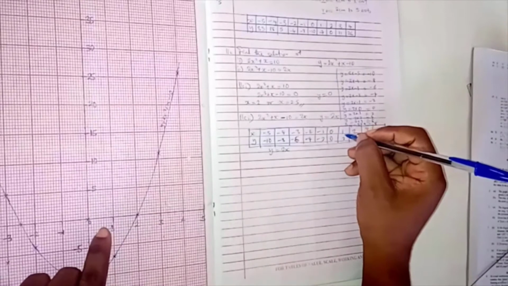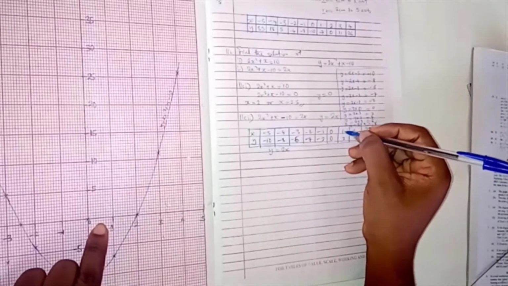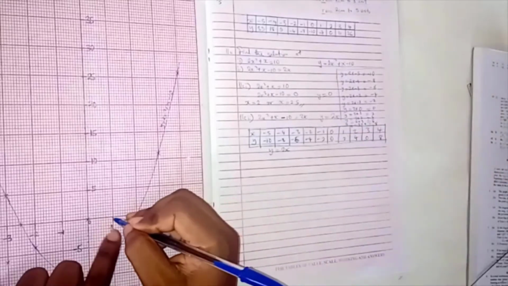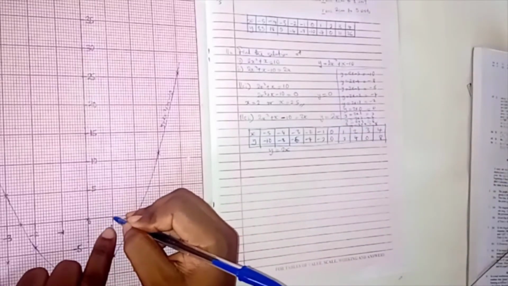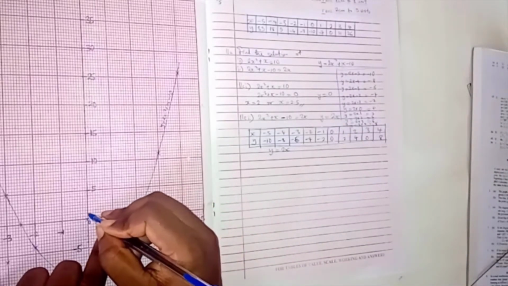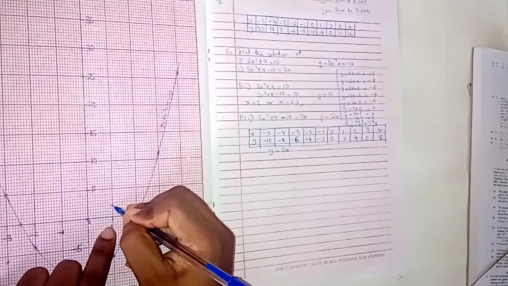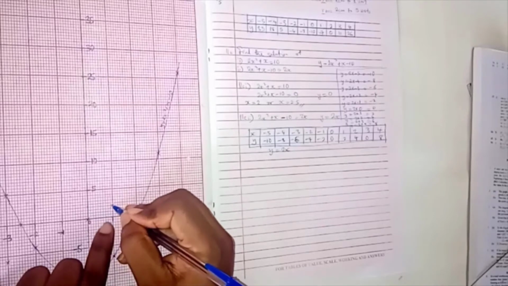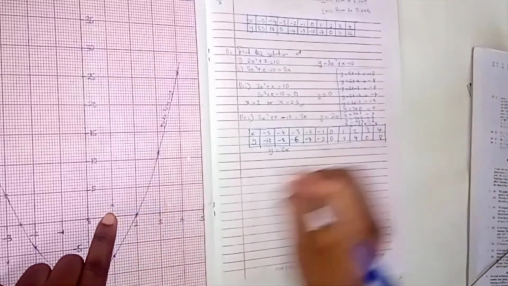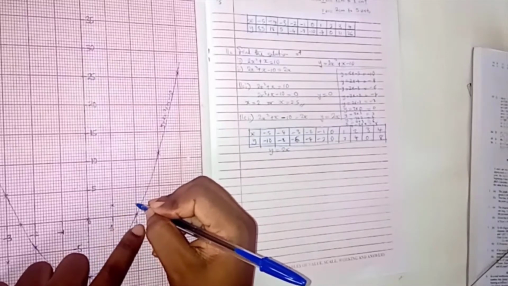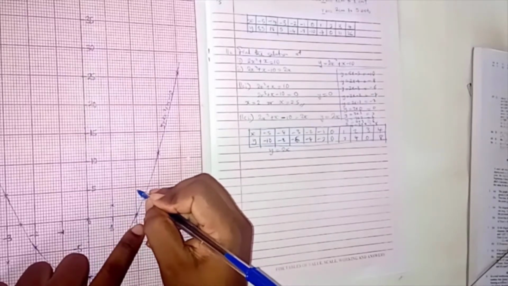Okay, and here when x is 1, y is what? 2. So if this is 1, x is 1, on the y-axis this is 1 and 2. So we're going to have it here. X is 1 and y is 2. And when x is 2, y is 4. So if this is 2, okay, this will be 3 and this will be 4. So y is 4 here.